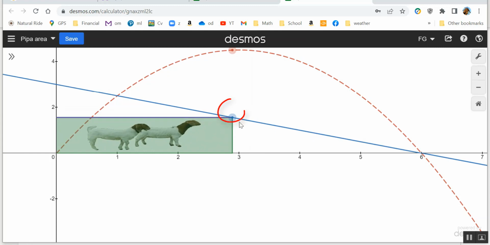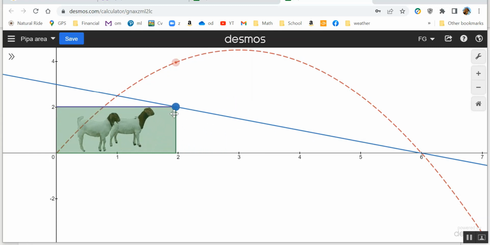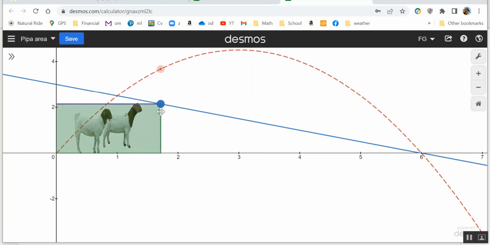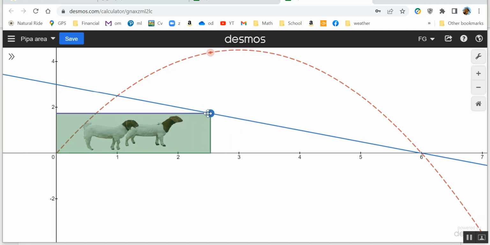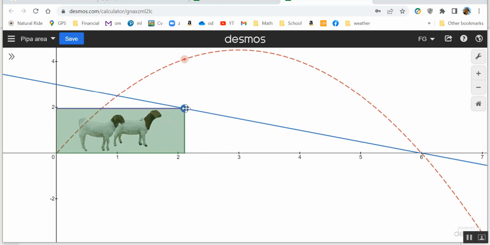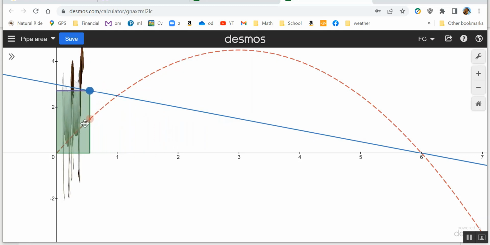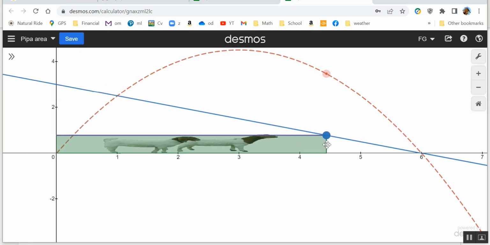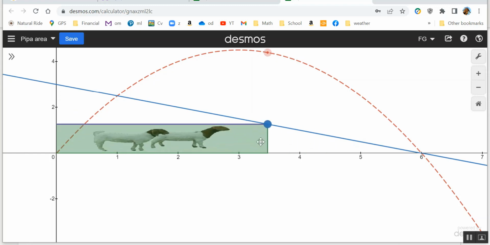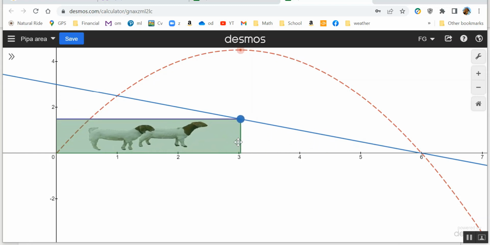So this corner here of the pen has to stay on that blue line. And the red dotted line that you see is the actual area of their pen. So you can see the area of their pen gets very small when it's narrow, and again very small when it's long and flat. And it looks like the max area is there when the length is 3. The x coordinate is 3. So let's see if we can verify that.